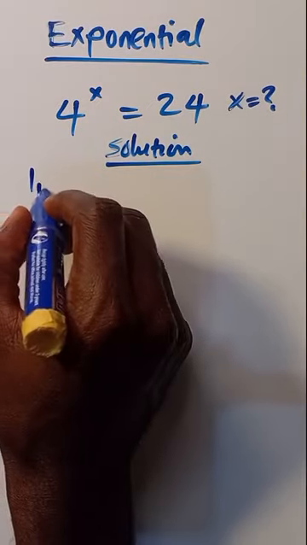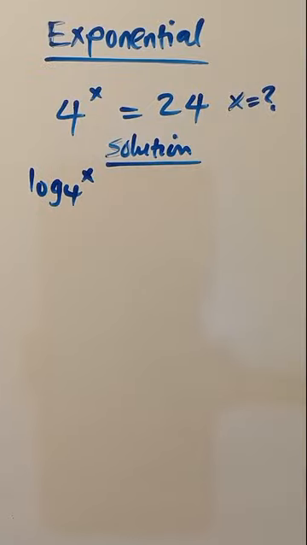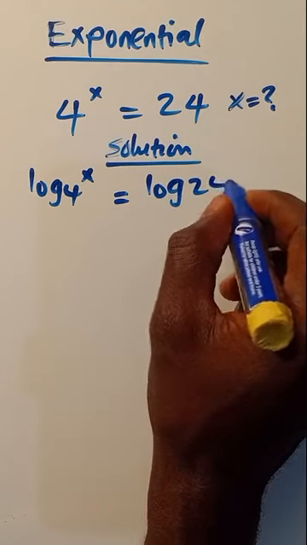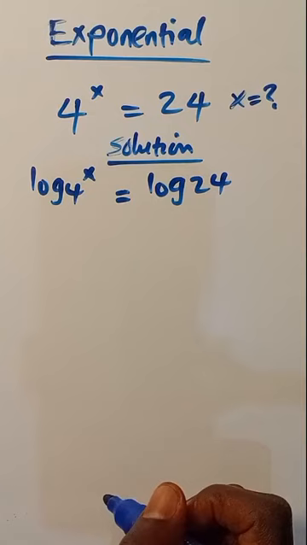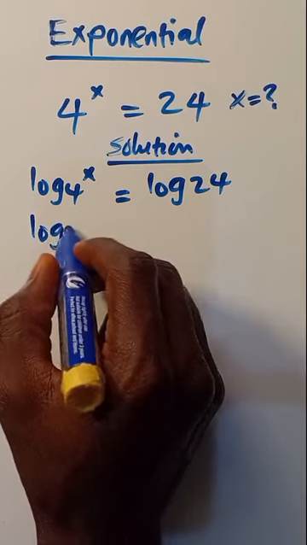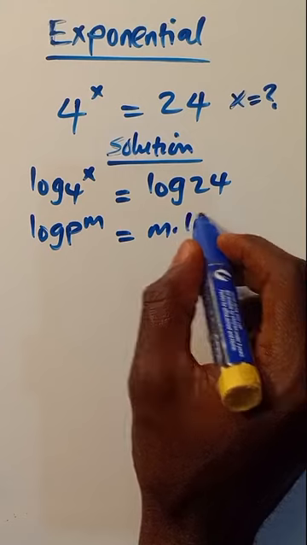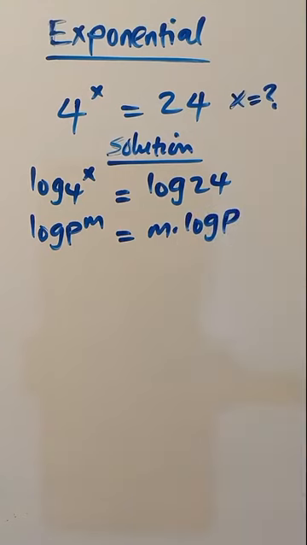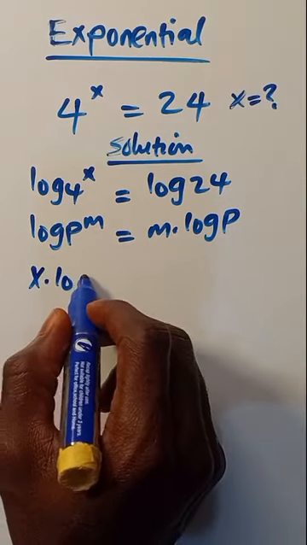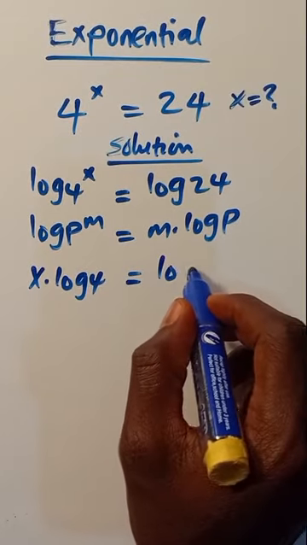So here will be log 4 to the power of x equals log 24. But let us recall when we have log p to the power of m equals m times log p. So from here we are going to have x times log 4 equals log 24.